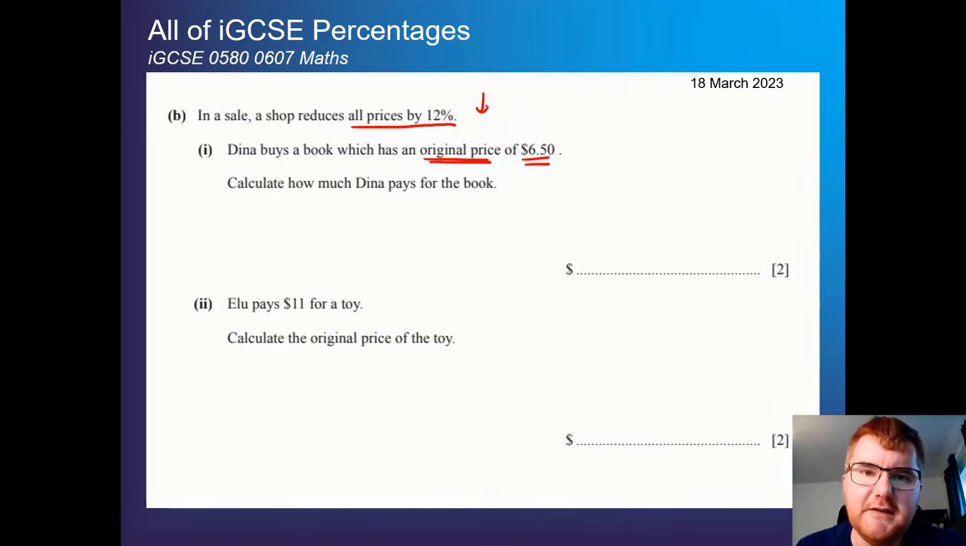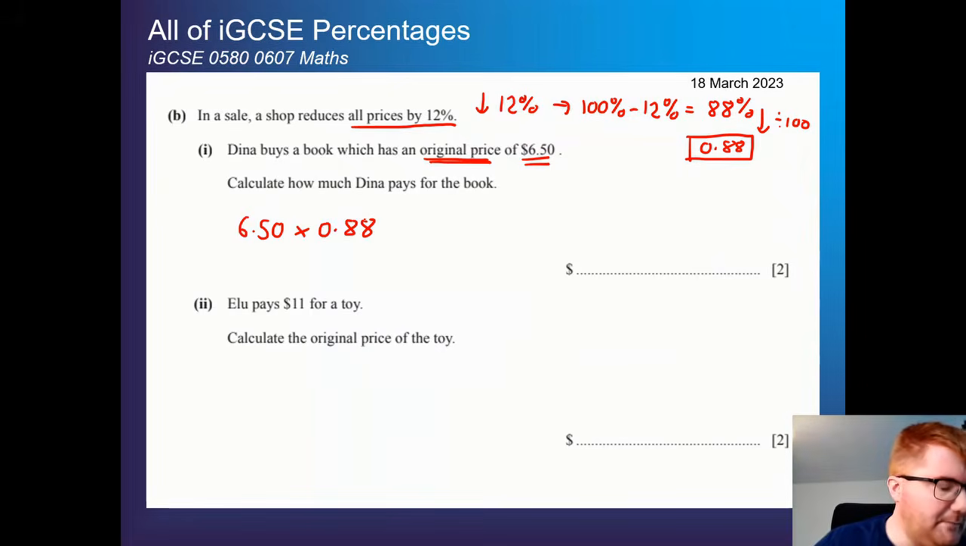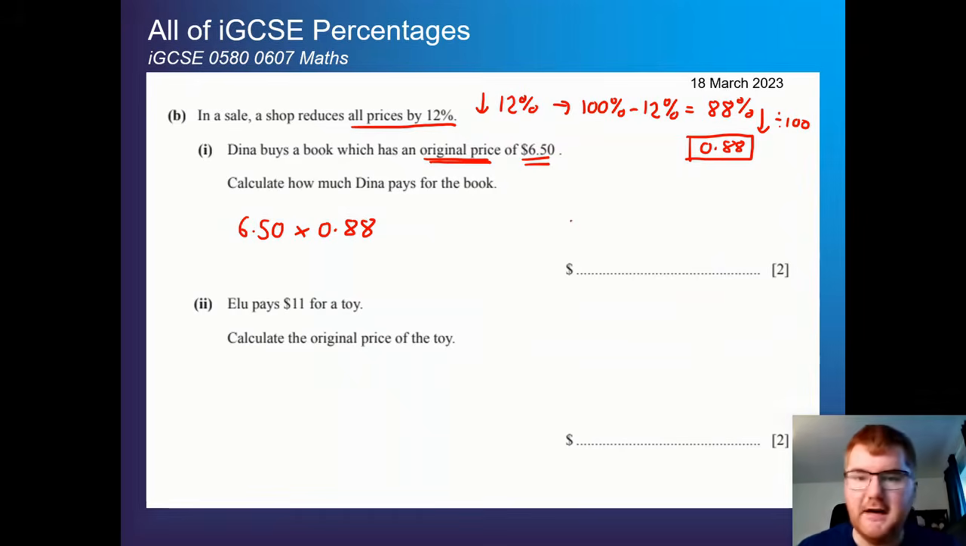So if we're reducing by 12%, well, if we've got 100% and we minus 12%, then we have 88%. As a decimal, by dividing by 100, that gives us 0.88. So to work out the new price Dina pays for the book, we do 6.50 times 0.88. We pop that into our calculator, and that's going to give us $5.72.